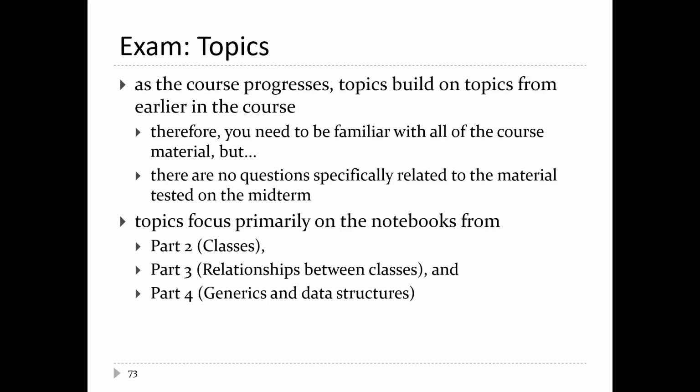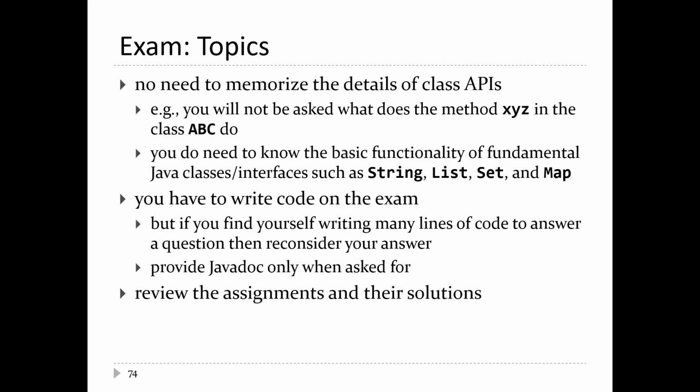So most of the topics focus primarily starting from part 2 of the notebooks. Right? So in other words, creating classes, relationships between classes, so that's aggregation, composition, inheritance. And then the fourth part of the course, which is generics and data structures. There is no need to memorize the details of a class's API. For example, you will not be asked what the method XYZ does in the class ABC. Right? You can always look it up. You can always search the Java library APIs and find out what the method does.